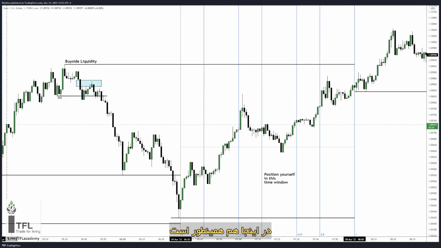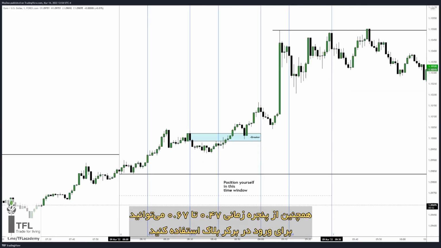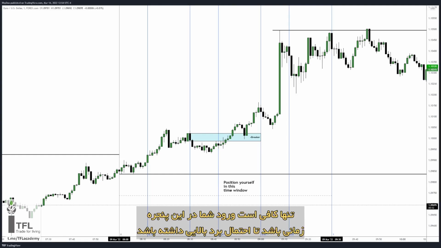Same goes for here. Position yourself inside this time window. You then target previous cycle's highs. Also, you can use the 0.47 and 0.67 time window to position yourself on a breaker. Your entry just has to be inside this window to get the highest probability.